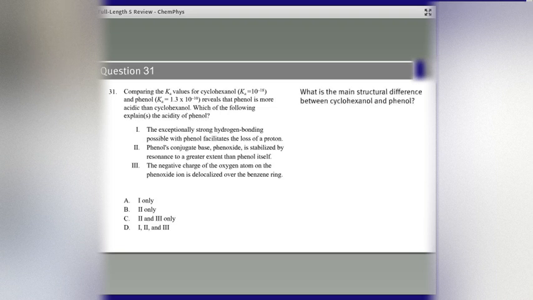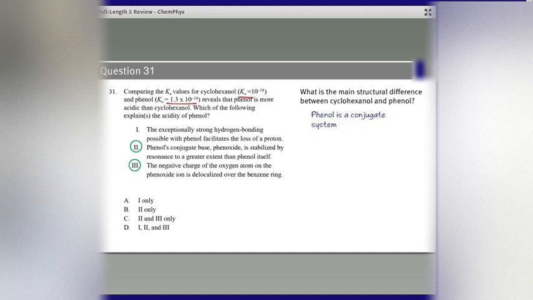So is phenol more acidic or less acidic than the cyclohexanol? Well, what it's saying, and the question's already giving it to you, is that phenol would have to be much more acidic. Just think of your Ka values. Concentration of products over the concentration of reactants. Higher products, it's got to be more acidic. So which of the following would explain the acidity of phenol?